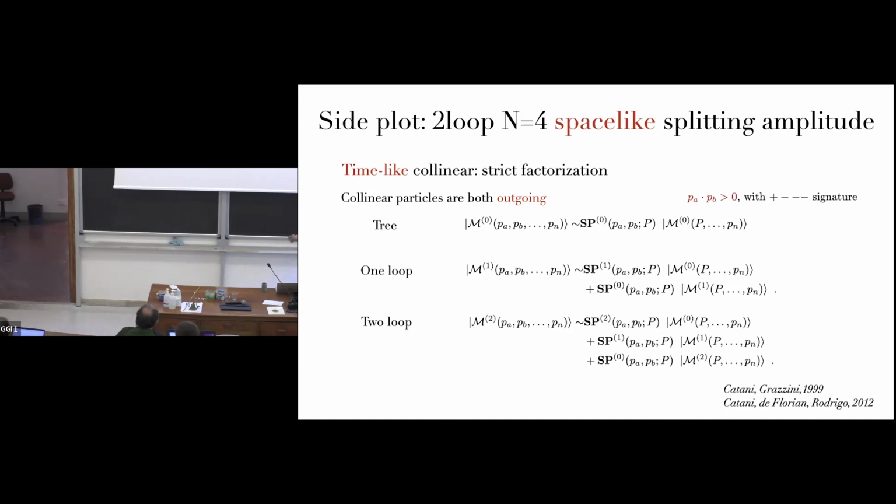The P is PA and PB combined into one particle, so it's a one-point field amplitude. This kernel here is called a splitting amplitude, or a splitting function. Okay, it's a kernel. It contains the divergent piece of this collinear kinematics. So here, "strict" means this formula is simple.